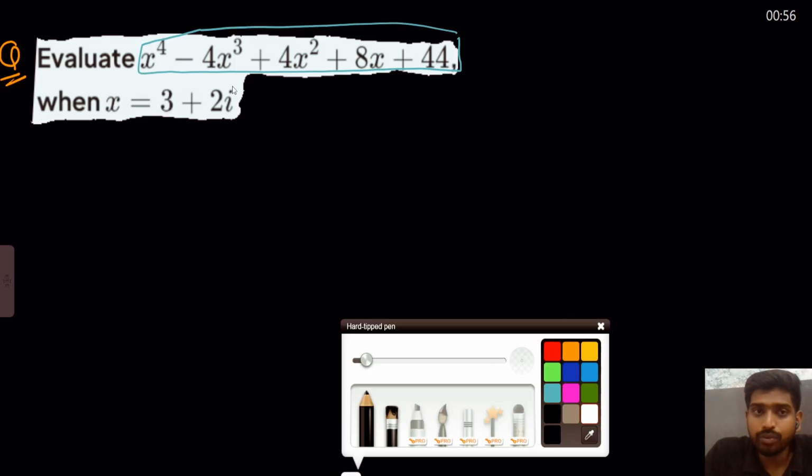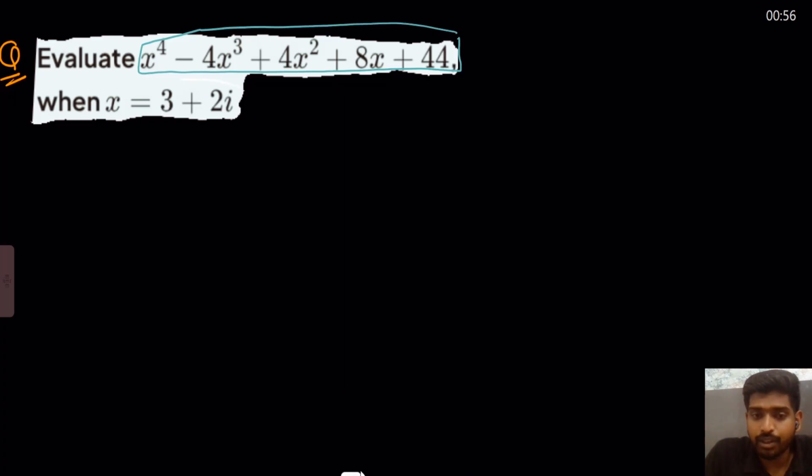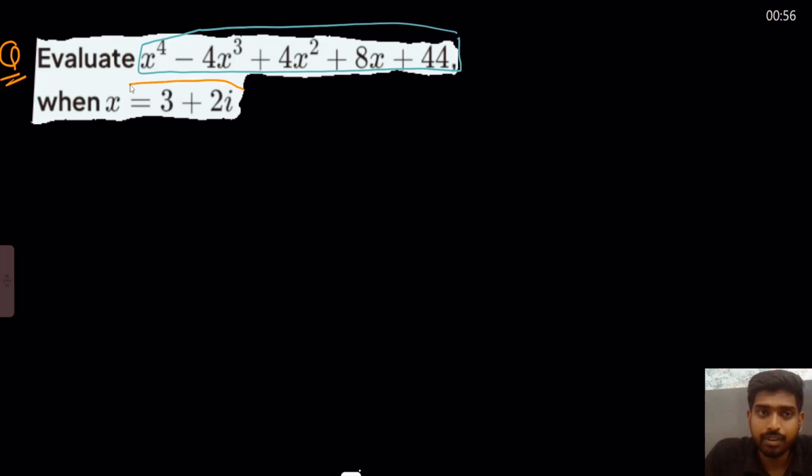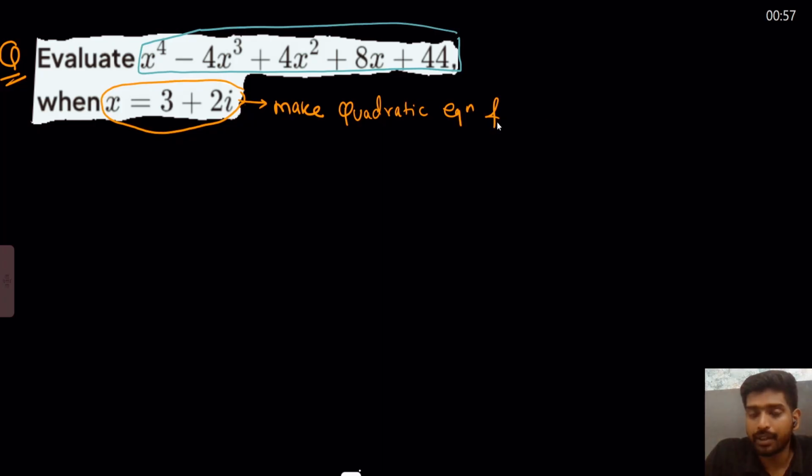Always, out of the given information, whatever value of x they gave, try to make a quadratic equation out of it. I will teach how to make a quadratic equation. First we will make the quadratic equation and divide. See how easily this question will be solved.